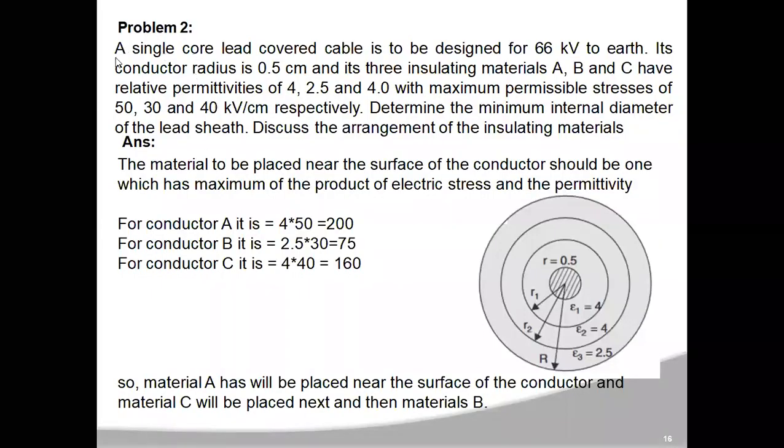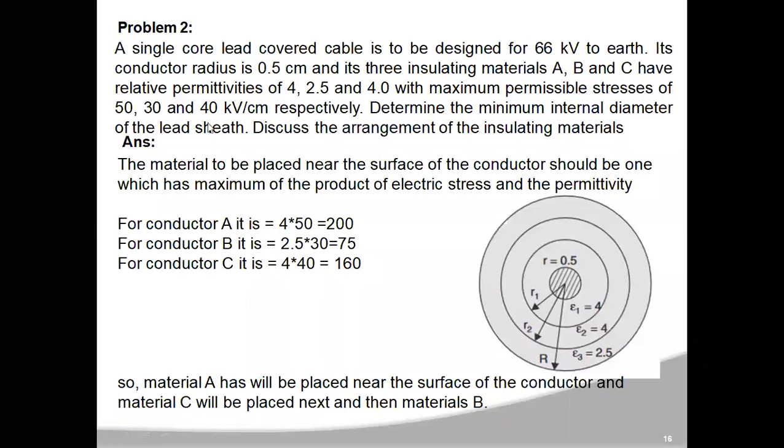Problem number 2. A single core lead covered cable is designed for 66 kilovolts to earth. That means this is the phase voltage. Its conductor radius is 0.5 centimeters, and its three dielectric materials A, B, C have permittivities 4, 2.5, and 4, with maximum permissible stresses of 50, 30, and 40 kilovolts per centimeter respectively. Determine the minimum internal diameter of the lead sheath, and discuss the arrangement of insulating materials.